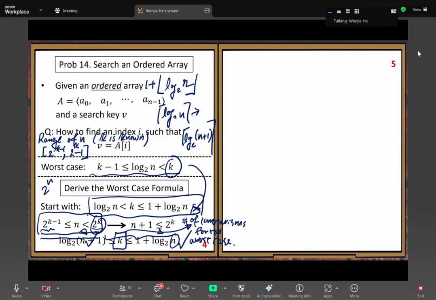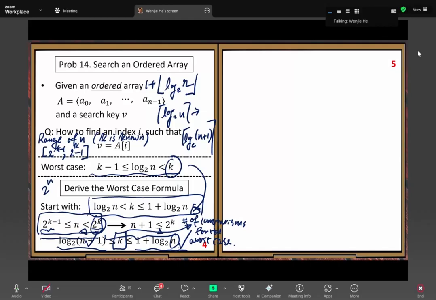That is the k. Number of comparisons for the worst case. Then the last step. The two expressions related to log base 2 of n are not integer expressions, right?